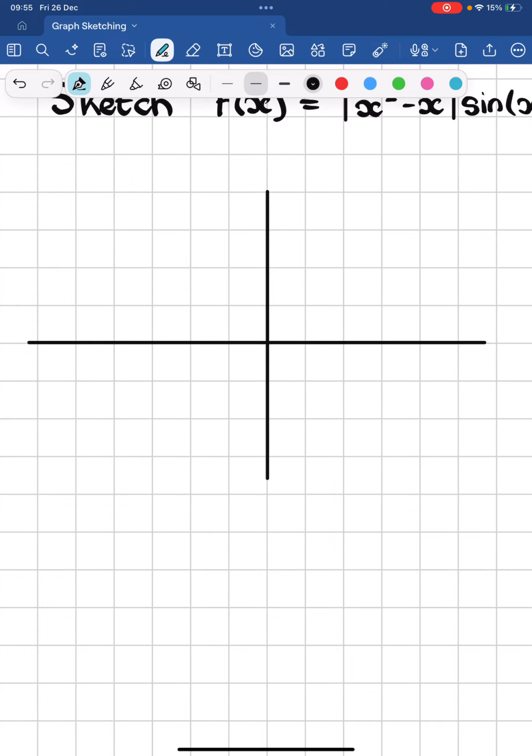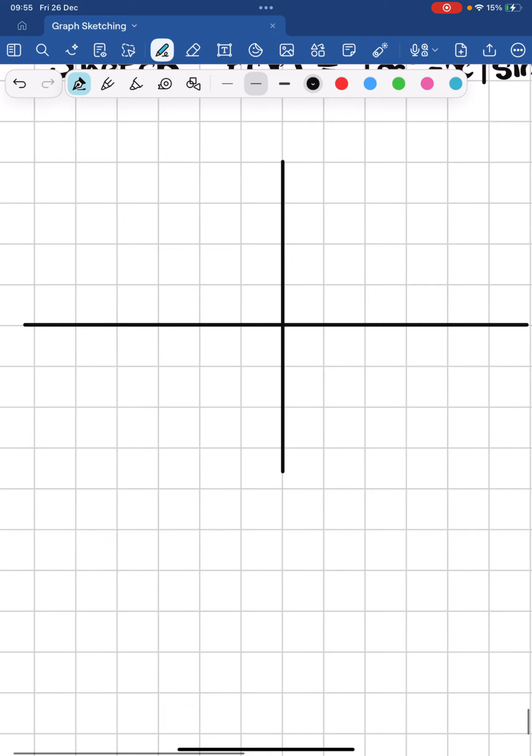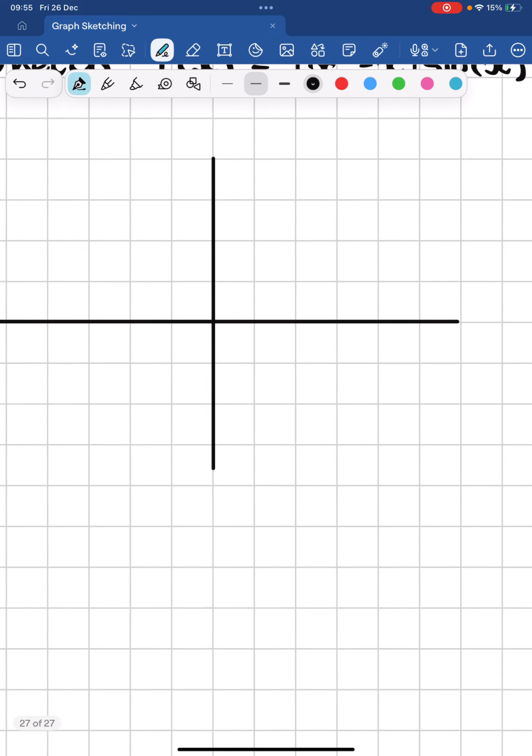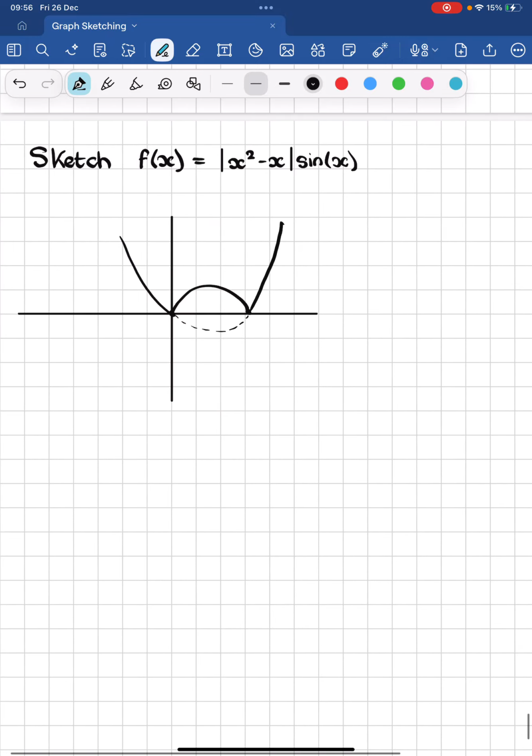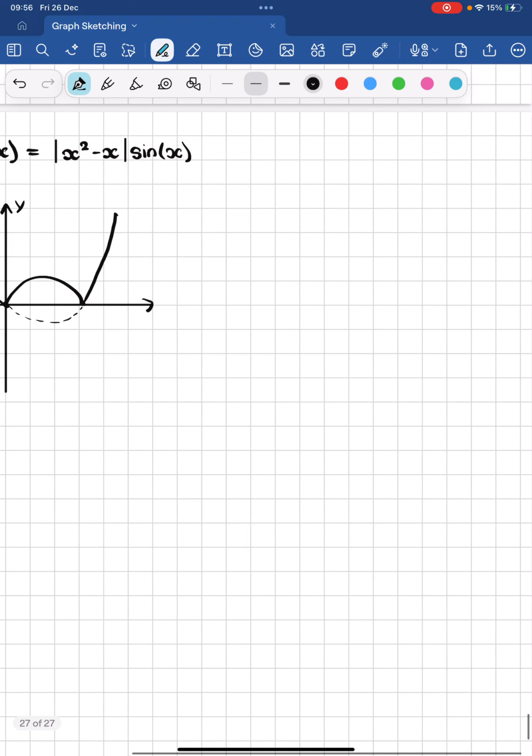Well, when sketching a mod graph, you should always sketch what's within the mod. So that's x squared minus x, which has a root at 0 and 1. And we know this part here will be modded, so we just draw that using dotted lines. Now let's draw our modded graph, which looks something like this. Yeah, cool. Now we've got to sketch sine x, so let's quickly bring that sketch in.